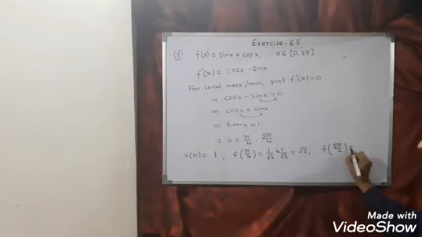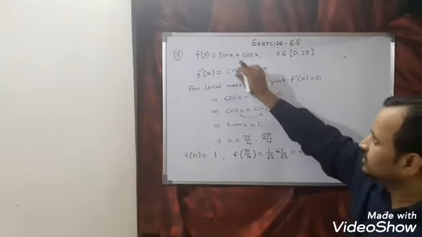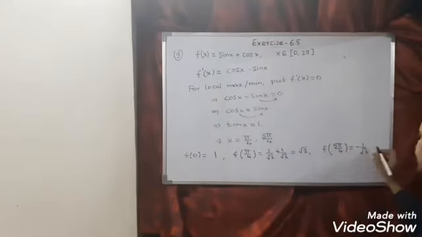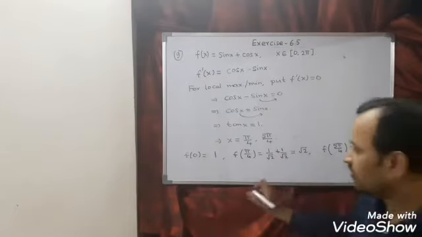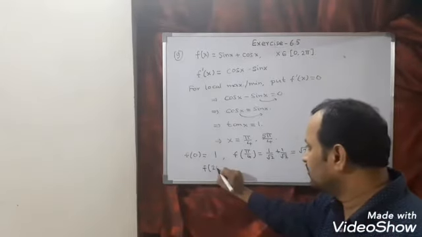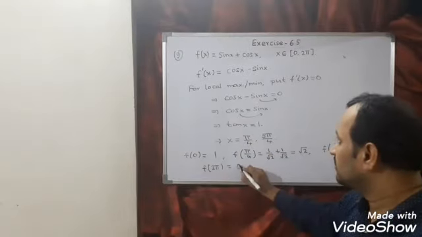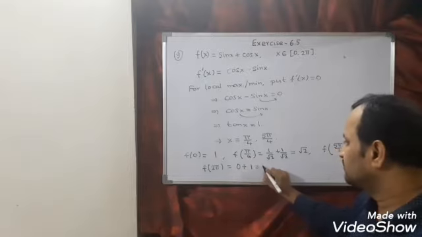Next, f of 5 pi by 4. Calculate sin 5 pi by 4. 5 pi by 4 is 225 degrees, so sin is negative, and sin pi by 4 is 1 by root 2. Again, in the third quadrant cos is negative, so you will get minus 1 by root 2. Do the rationalization and you will get minus root 2. And f of 2 pi: sin 2 pi is 0 and cos 2 pi is 1.